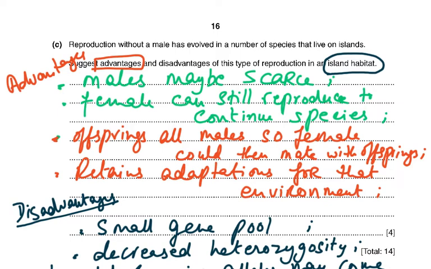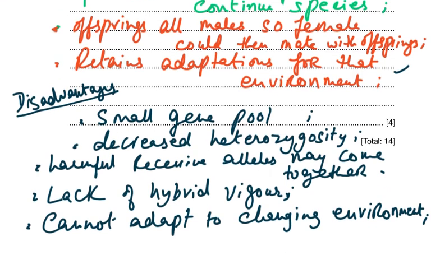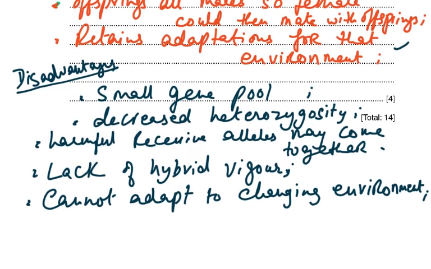Offsprings are all female, so the female could mate with the offsprings, and retains the adaptations for that environment. Then the disadvantages, of course, are also there. It's a very small gene pool, decreased heterozygosity, harmful recessive alleles may come together, lack of hybrid vigor, and cannot adapt to the changing environment.